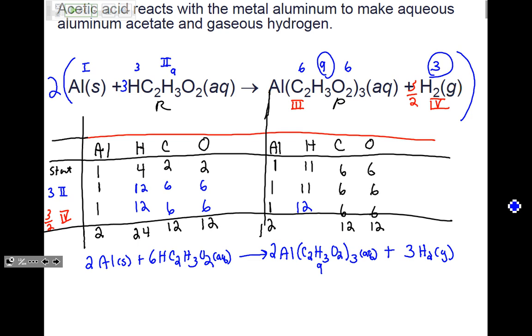Then that has to be multiplied by our coefficient. So that gives us 18 plus 6. 18 plus 6 is my 24. Wait, that's 3 times 6. Yep. So we are balanced. We are good. We have the lowest whole number ratio, and we're fully balanced. Aluminums are balanced, carbons are balanced, oxygens are balanced, and our hydrogens are balanced.